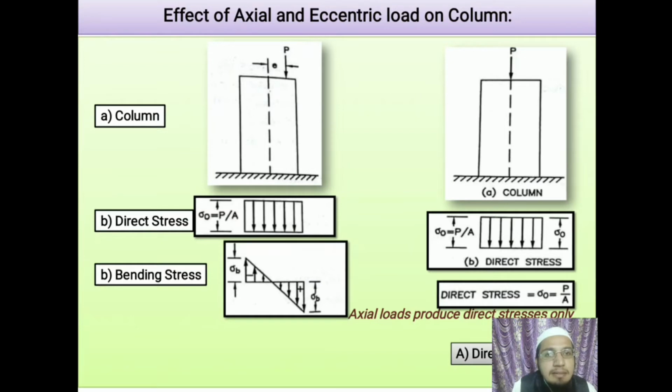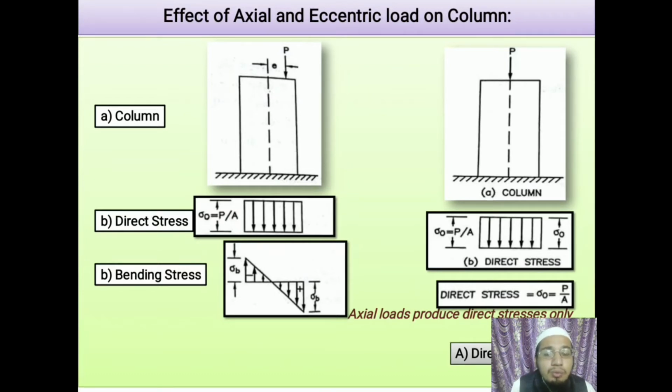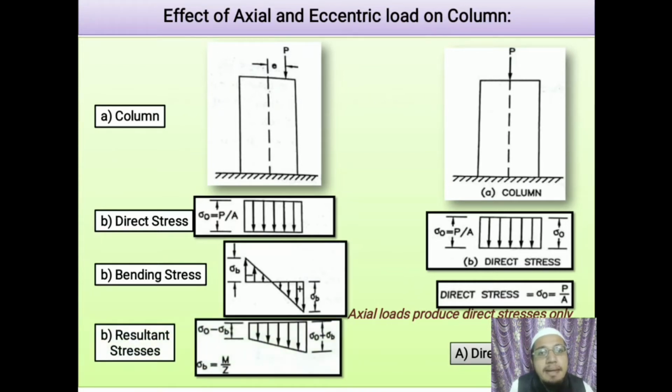And this bending stress distribution diagram will be like this: the face near the column loading will give maximum compressive stresses, and the face opposite to the loading will produce tensile bending stresses. Now, in the case of eccentric loading, we have to find the resultant stresses, which is nothing but the addition of direct and bending stresses. So we can find the resultant stress as the summation of direct and bending stresses.